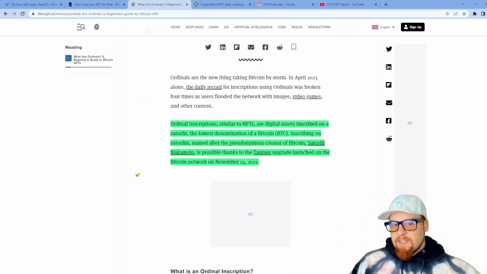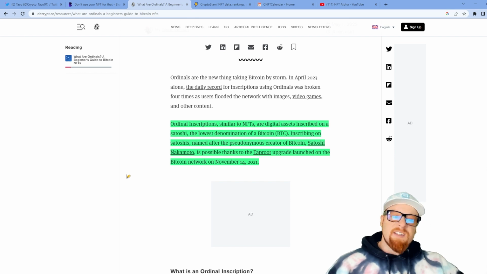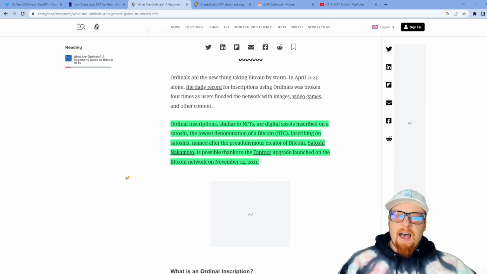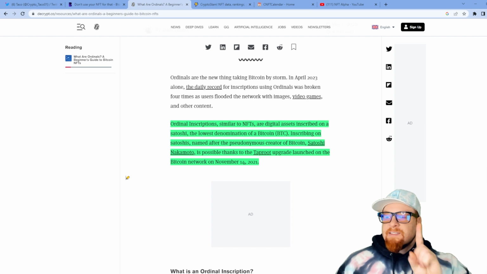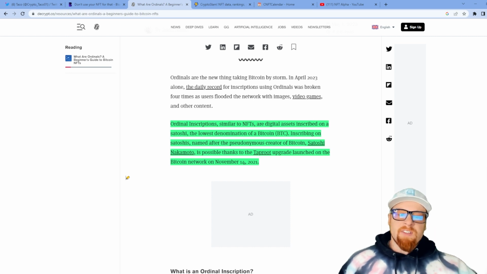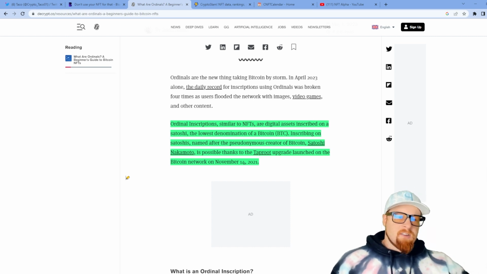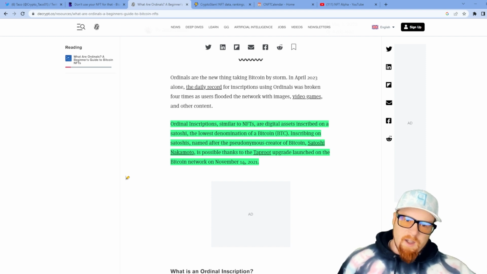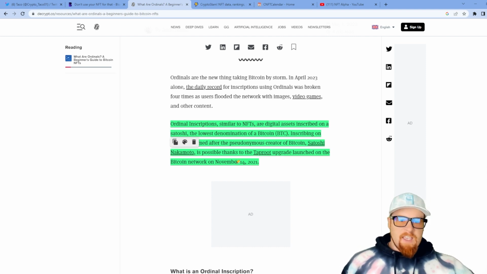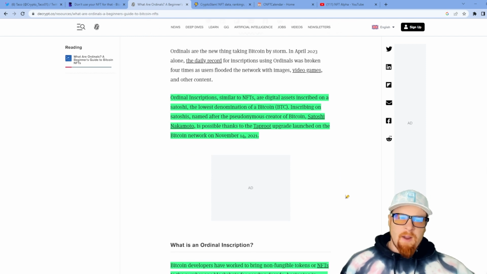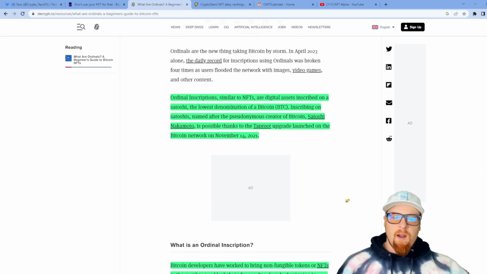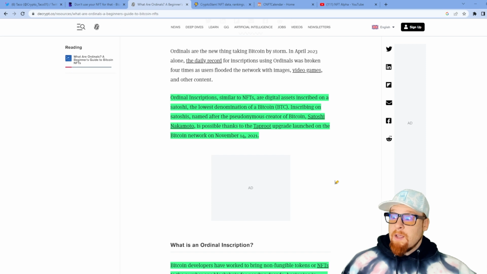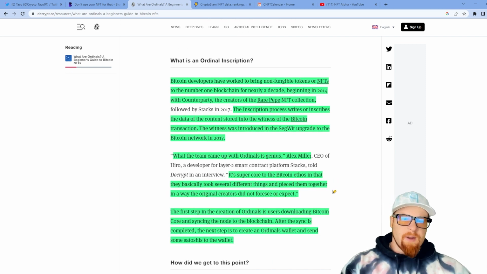Ordinal inscriptions, they're similar to NFTs, are digital assets inscribed on a Satoshi, a single Satoshi, the lowest denomination of a Bitcoin. Inscribing on Satoshis, named after the pseudonymous creator of Bitcoin, Satoshi Nakamoto, is possible thanks to the Taproot upgrade launched on the Bitcoin network on November 14th, 2021. What is an ordinal inscription?